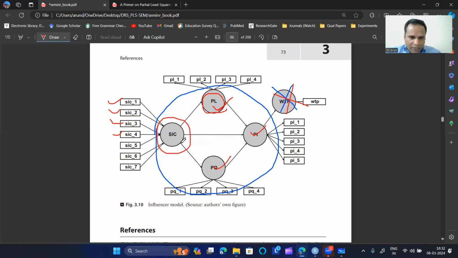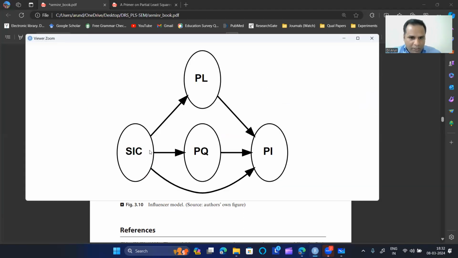So see, there is one arrow which goes from SIC to PL, SIC to PQ, and SIC to PI. So there are three arrows going from SIC to PI, and two arrows going from PL to PQ. So now come here. There are three arrows: SIC to PL, SIC to PI, SIC to PQ.